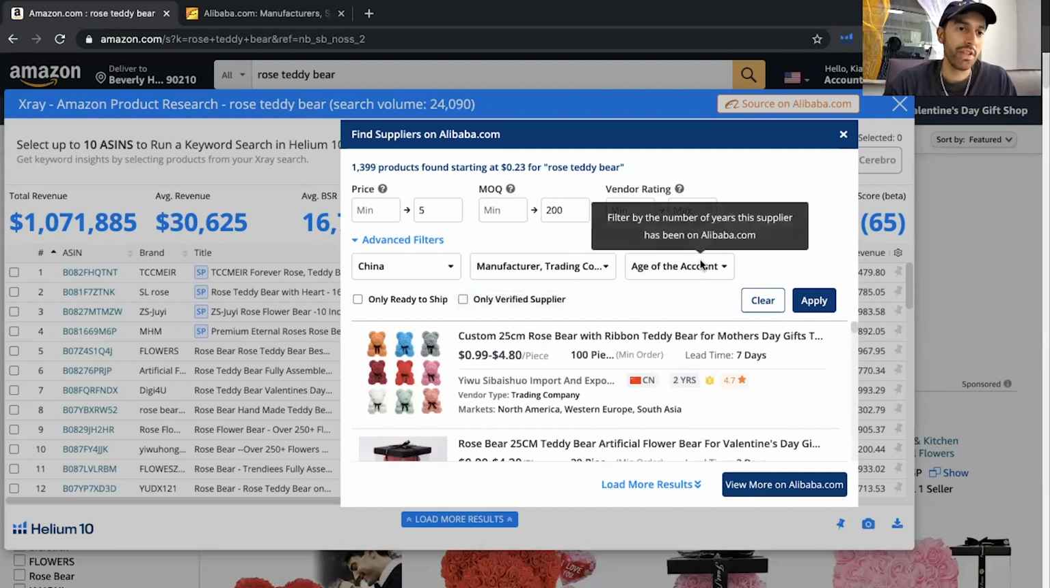In terms of the age of the account, I always sort of preach, all right, we should be working with factories who've been on Alibaba for more than 5 years, just because e-commerce and Amazon has become quite popular in the last 5 years.